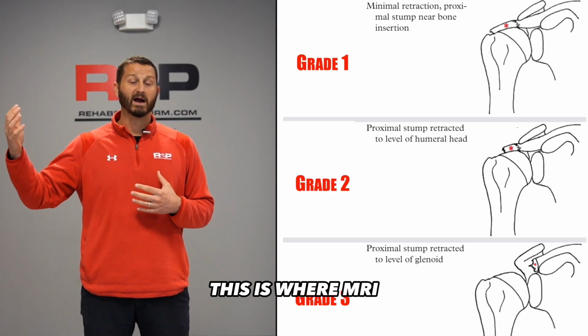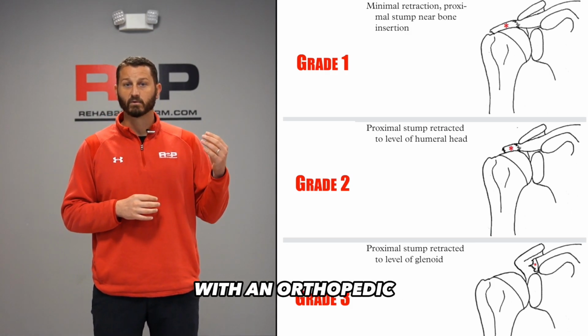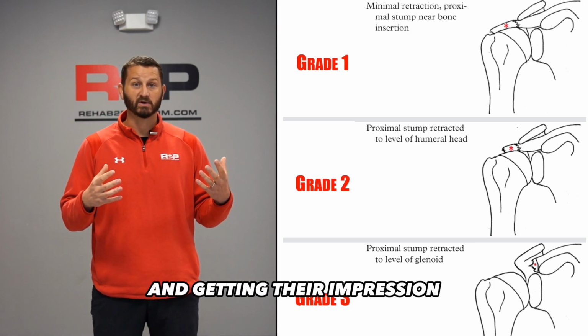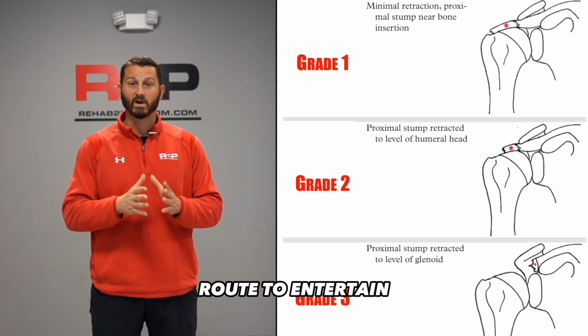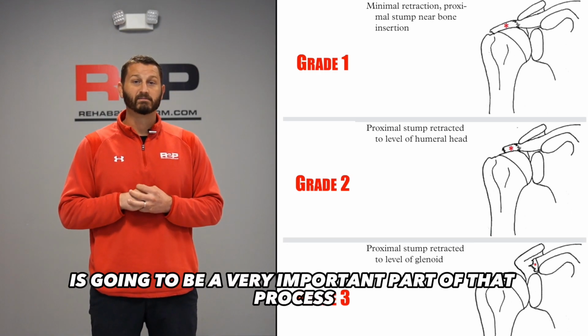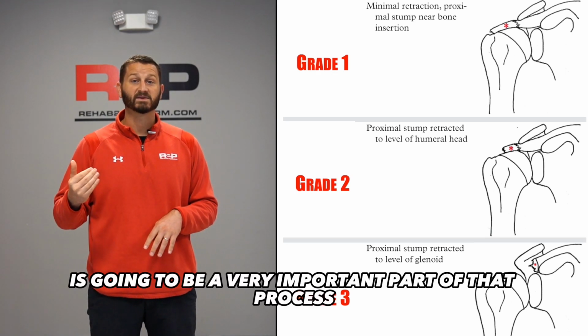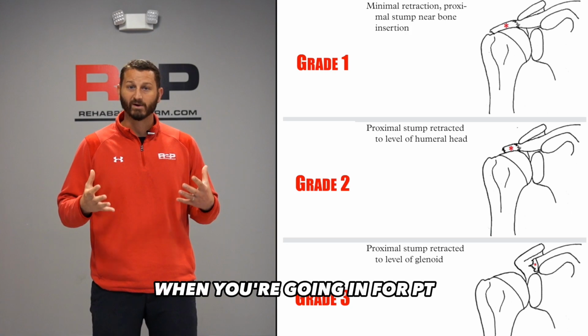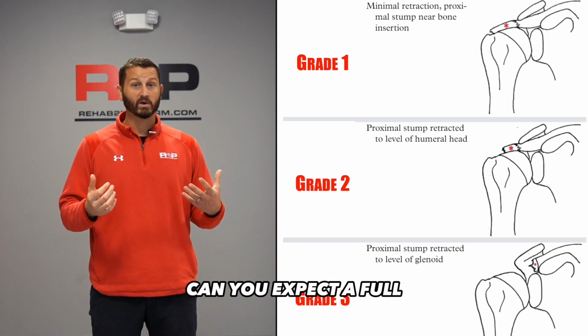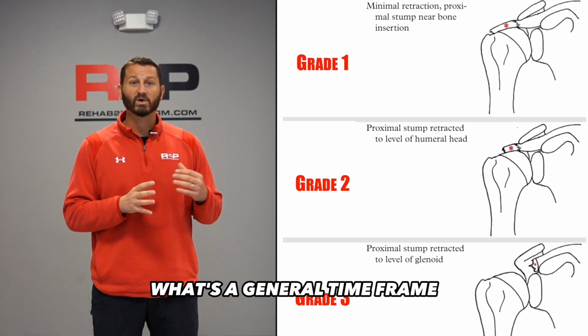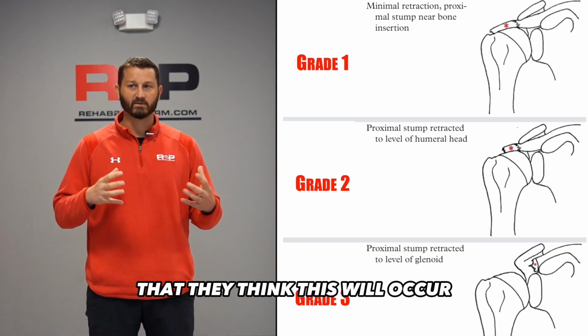This is where MRI imaging and consulting with an orthopedic and getting their impression on what they think your ceiling for potential is and what the best route to entertain is going to be a very important part of that process. And that way you know when you're going in for PT and going in for rehab, can you expect a full recovery? And if so, what's a general time frame that they think this will occur?